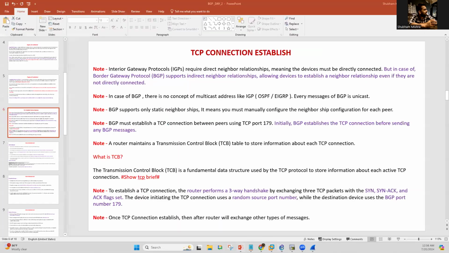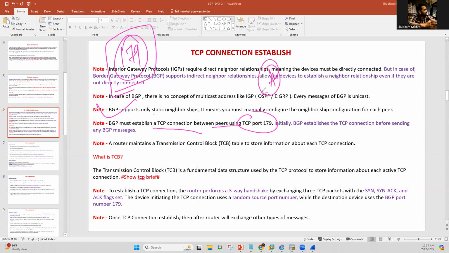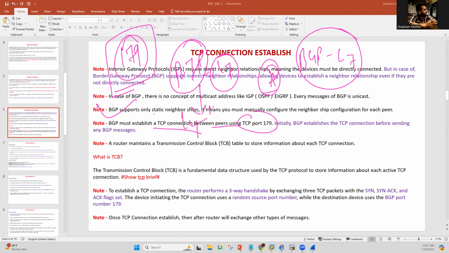Now, move to the next point. BGP must establish a TCP connection between the peers using TCP port number 179. Please remember, BGP uses TCP port 179. BGP works at layer 7. Do you remember RIP? RIP also works at layer 7, but at layer 4 it uses UDP. But in case of BGP, it uses TCP.